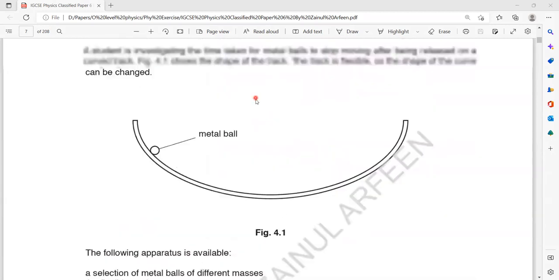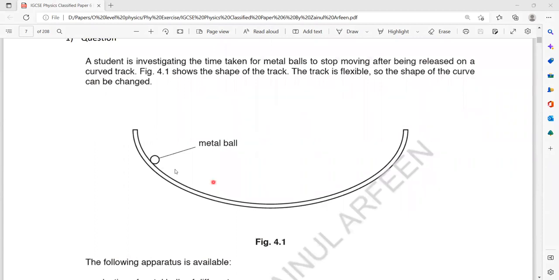So the student is investigating any factor. They did not mention which factor. So can you identify any factor which can affect the time it will take to stop? Mass. The mass of the ball. Yeah, that can be one factor which can affect the time it will take to stop. What else? Size of the ball, air resistance, the curvature of the track, the length of the track. So many factors are there which can affect the time it will take to stop.